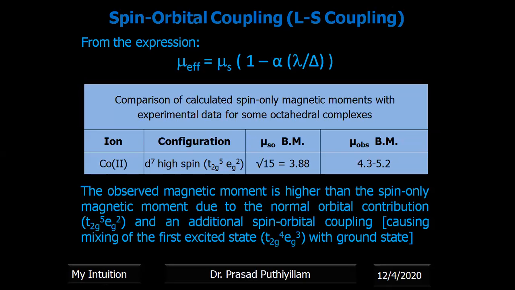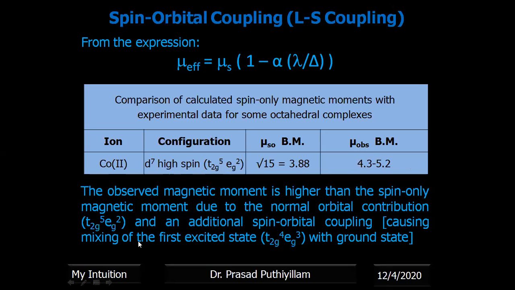Okay, so I took the example cobalt 2 plus high spin complex, that is an octahedral complex with a weak field ligand. It becomes a high spin complex, having d7, or it is t2g5 eg2. Its spin only value is 3.88 only, but the observed value is well above. It becomes 4.3 to 5.2. So the observed magnetic moment is higher than the spin only magnetic moment due to the orbital contribution that is there. In addition to that, spin orbital coupling is also there.